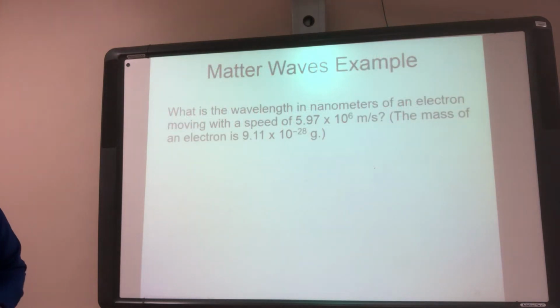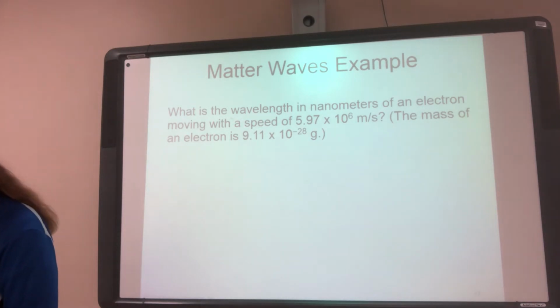What is the wavelength in nanometers of an electron moving with a speed of 5.97 times 10 to the 6 meters per second? The mass of an electron is 9.11 times 10 to the negative 28 grams. So we got a lot going on. So let's just say, what am I looking for? I'm looking for the wavelength in nanometers.